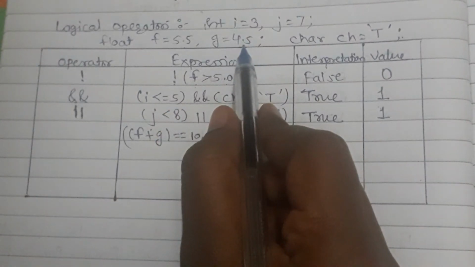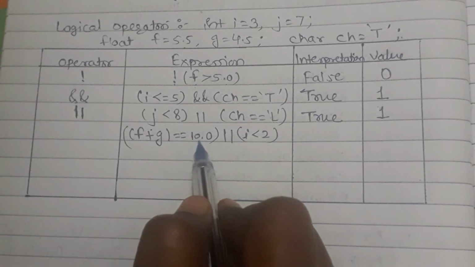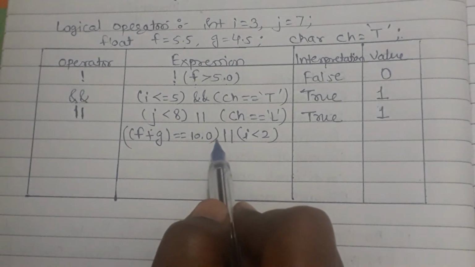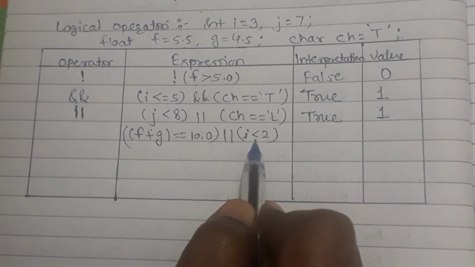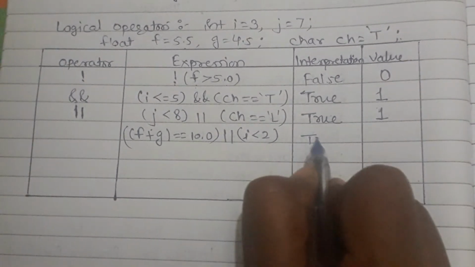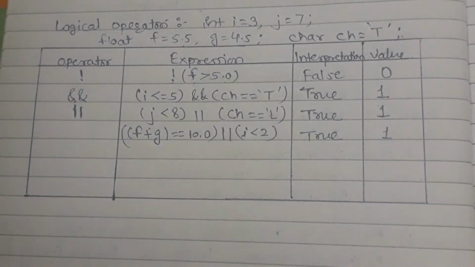5.5 plus 4.5. So its answer is 10.0. And this i is less than 2. It means this condition is 3 is less than 2. So this condition is false. So therefore its answer is true. So finally its value is 1. So this is the logical operator.